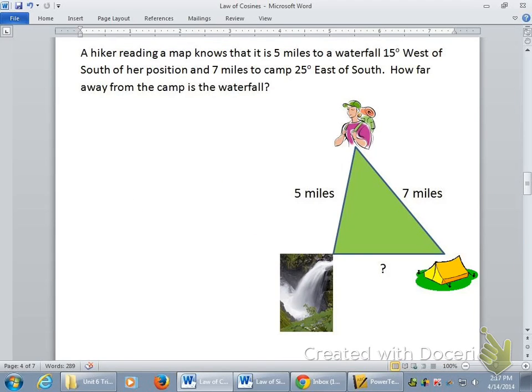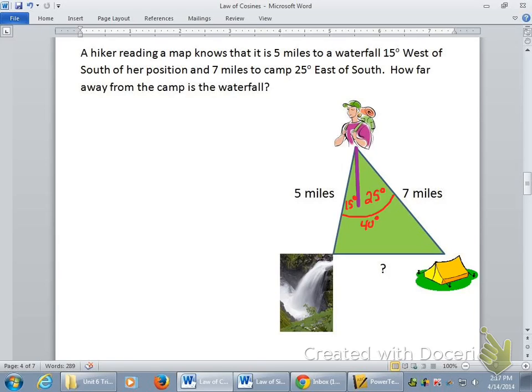So the first thing I'm going to do is go ahead and label my angles. And again, we just talked about where these angles are. 15 degrees west of south would be right here. And then right here would be my 25 degrees east of south. Okay, so I went ahead and labeled those. Now, immediately some of you recognize, what's 15 and 25 together? All right, so together the whole angle is 40 degrees, right? And I don't know which one of those I'm going to need, but I'm just going to be prepared to have both of them.